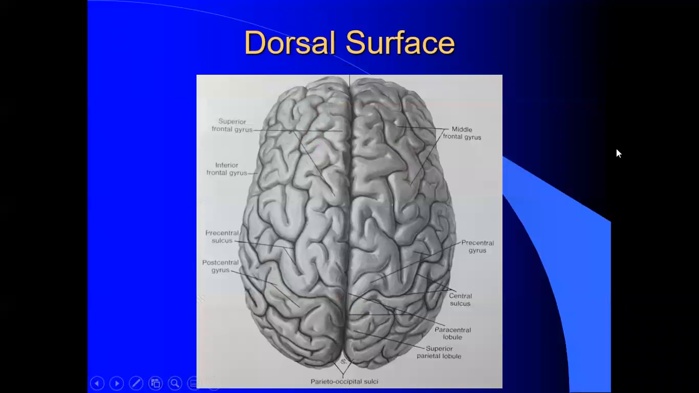Okay. Dorsal surface of the brain. Not much to talk about. You're running down the interhemispheric fissure. Mostly what I want you to see is look at this. Look at this. This is the central sulcus.